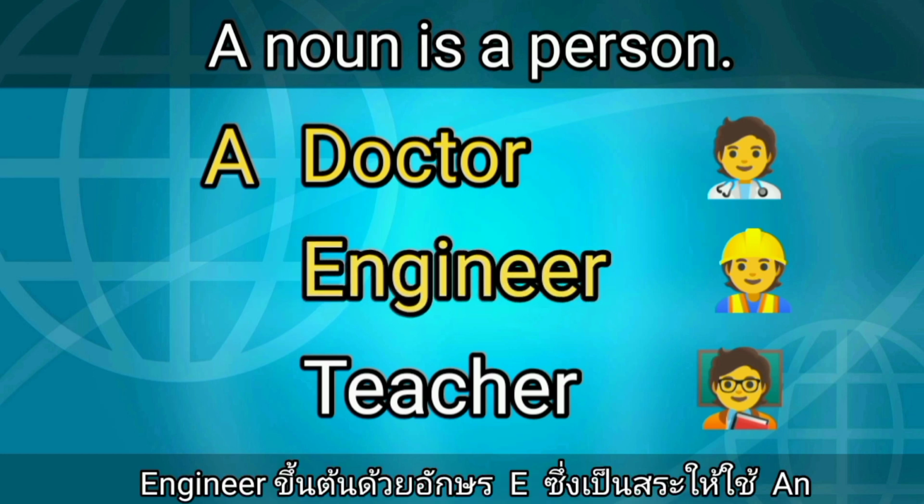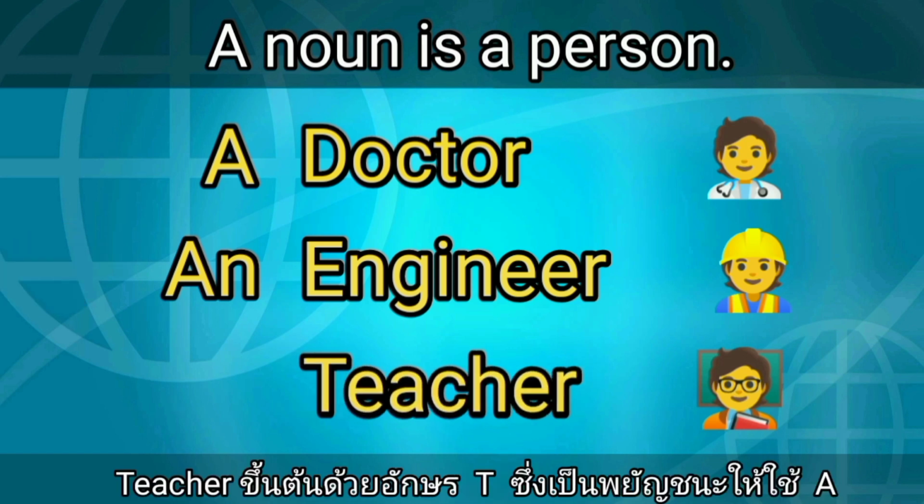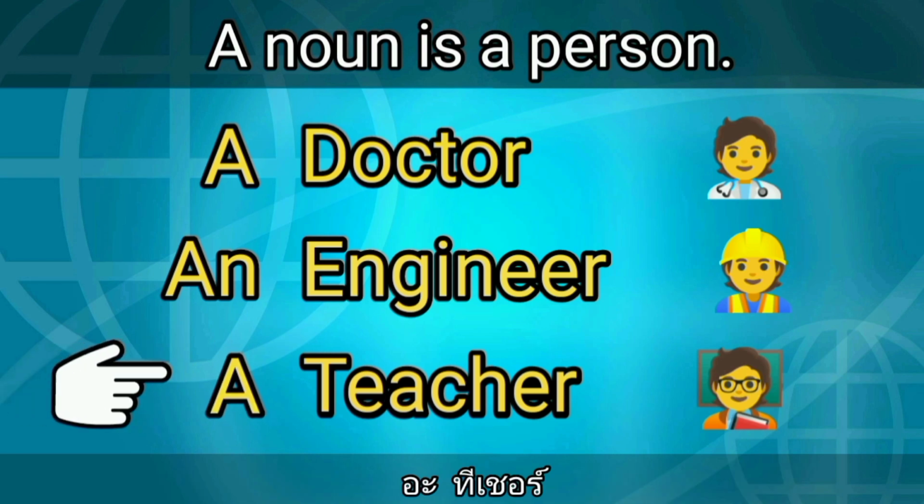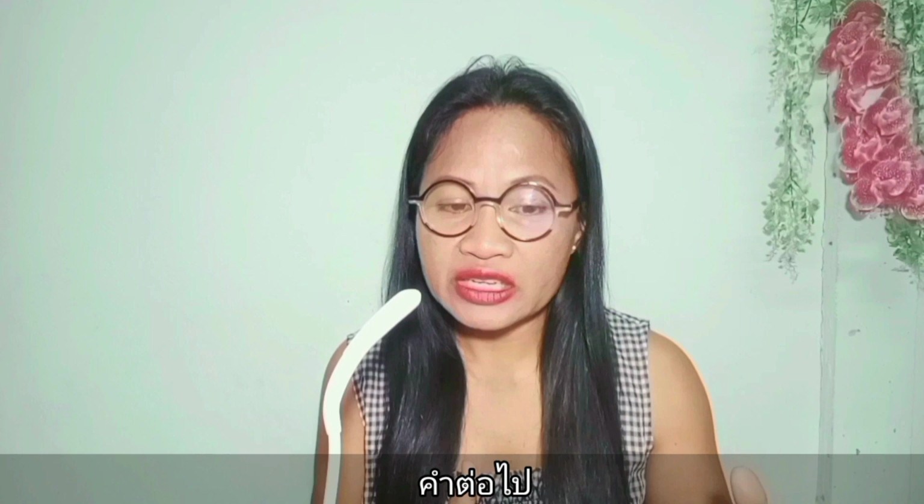Engineer. Starts with letter E. E is a vowel. Then put an engineer, an engineer. Teacher. Starts with letter T. It is a consonant. Then put a teacher, a teacher. Let's move to the next one.